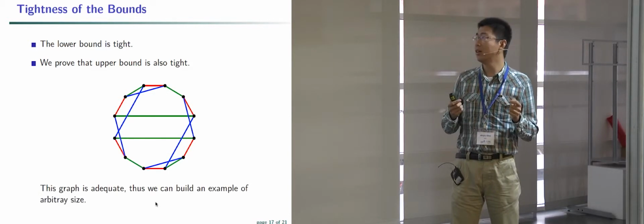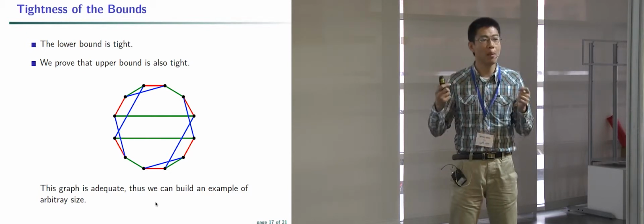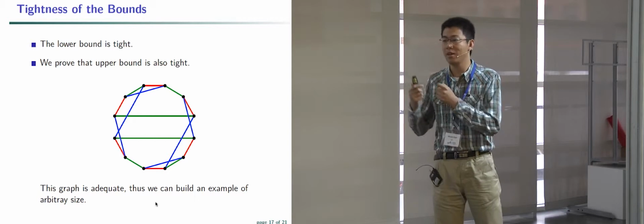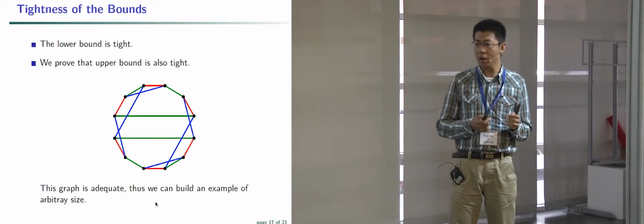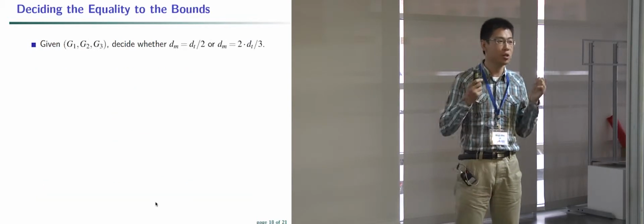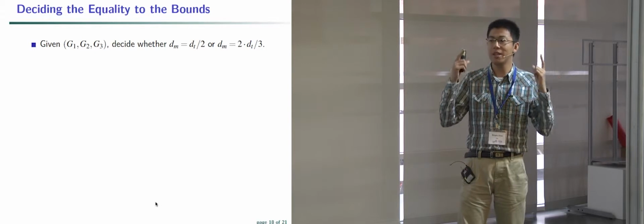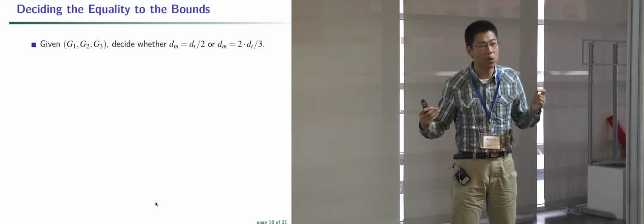And actually, this component is adequate. So we can build a general graph by adding an arbitrary number of such components. Okay, these two bounds are tight. So another natural question is to ask, given an instance, can the lower bound or upper bound be reached?